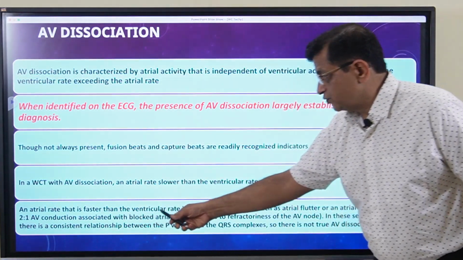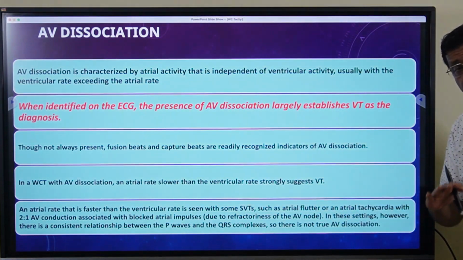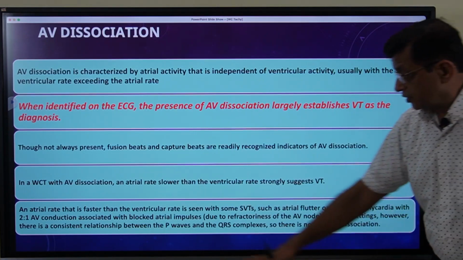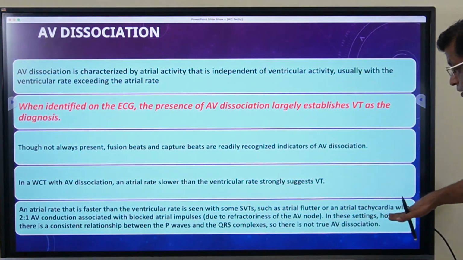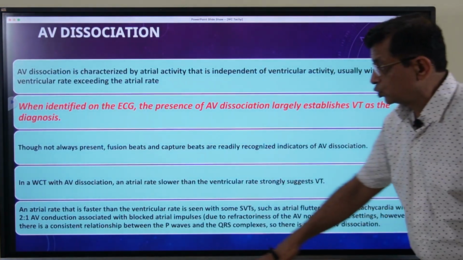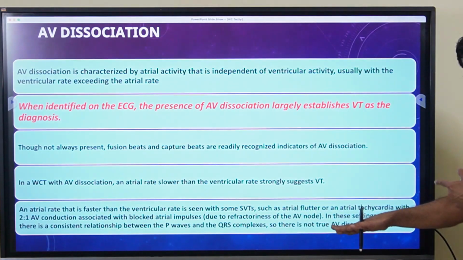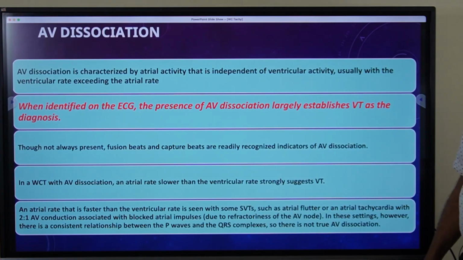An atrial rate that is faster than the ventricular rate is seen with many SVTs. For example, the patient has flutter with 2:1 block. So an atrial rate faster than the ventricular rate is seen in many supraventricular tachycardias, atrial flutter, atrial tachycardia with 2:1 AV conduction. So in that case there is no AV dissociation. So that is the point to be noted.